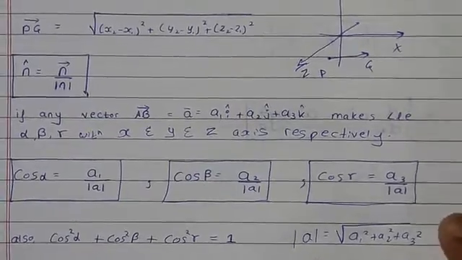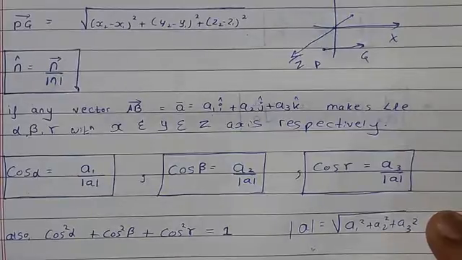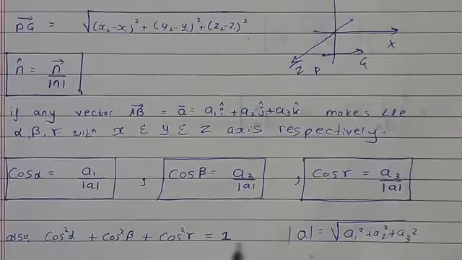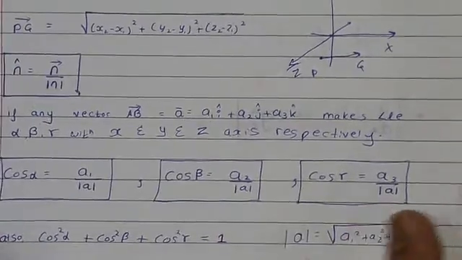And remember another useful formula. I don't think it would be useful in general, but in competitive exams it could prove useful to you. Cos square alpha plus cos square beta plus cos square gamma equals 1.